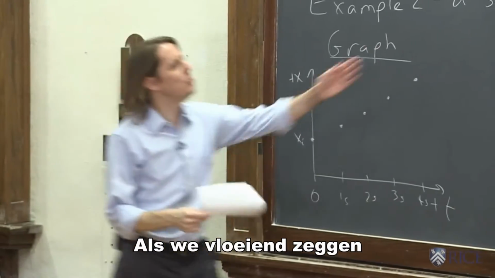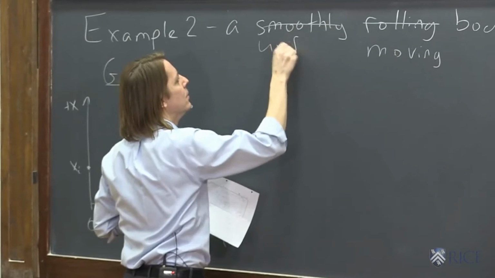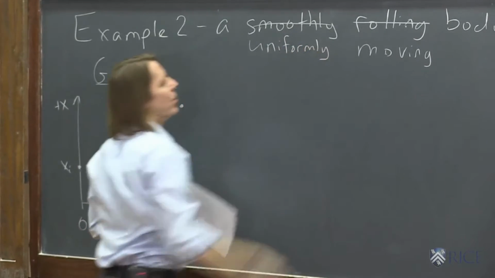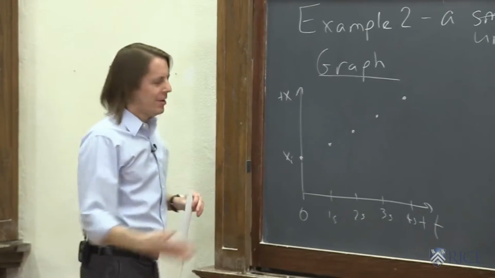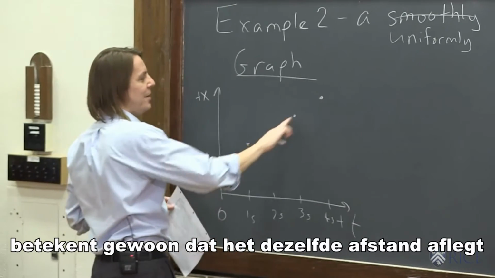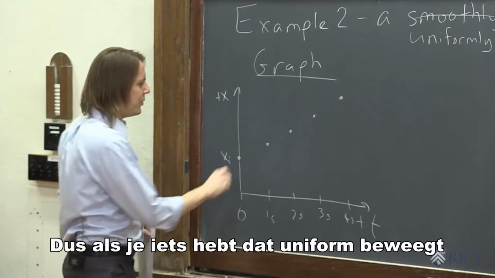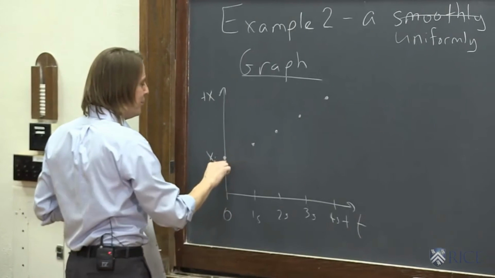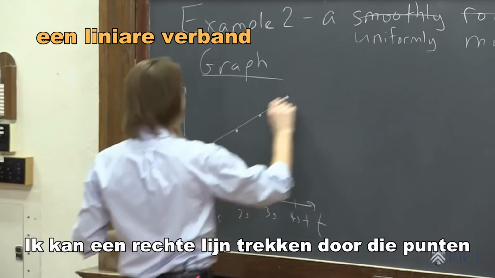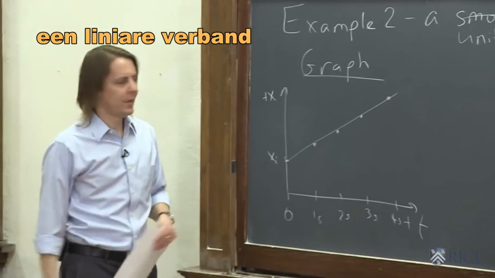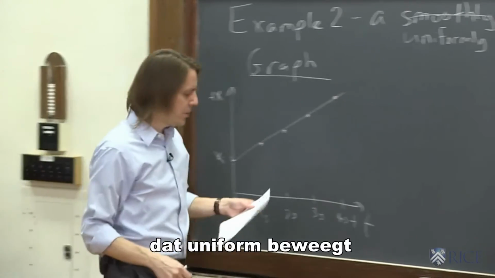And when we say smoothly, a more accurate and descriptive word might be uniformly. So if it's moving uniformly, that basically just means it's going about the same amount of distance x in the same amount of time. That's what we mean by that. So if you have something that is uniformly moving, these points together make a line. Right? So I could draw a nice line through those points. That is the kinematics graph for something moving uniformly.